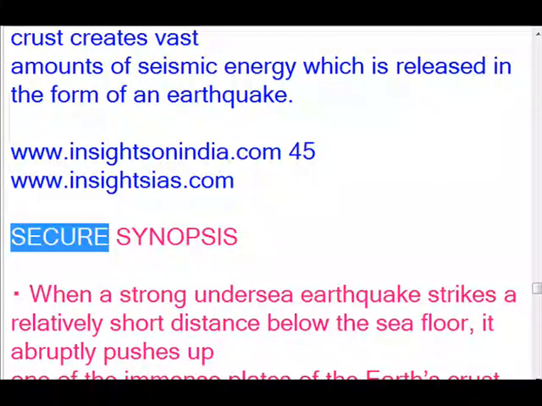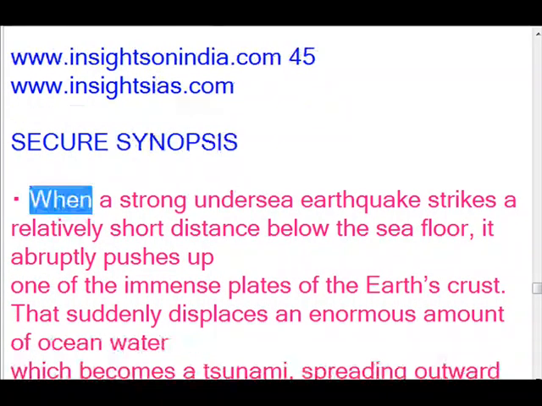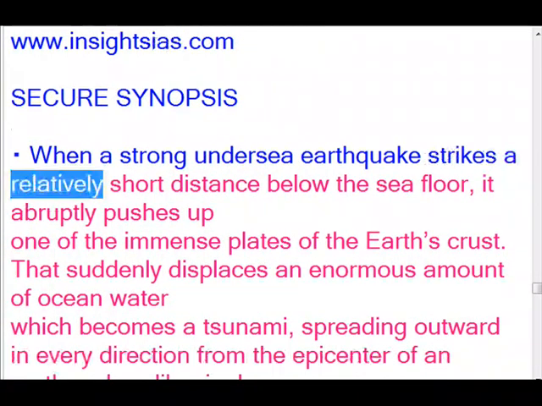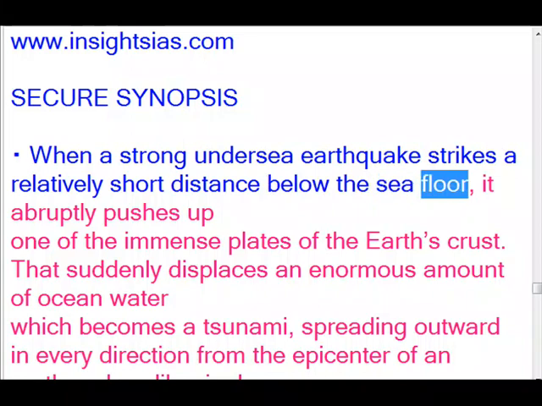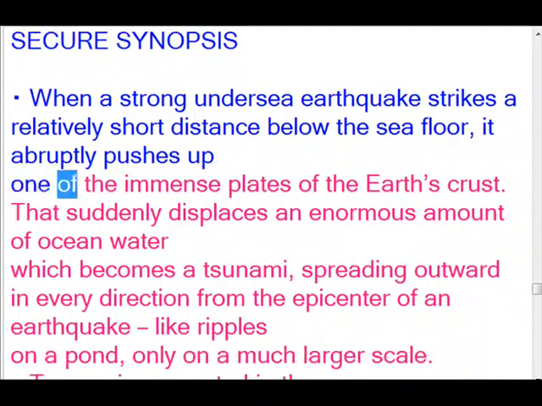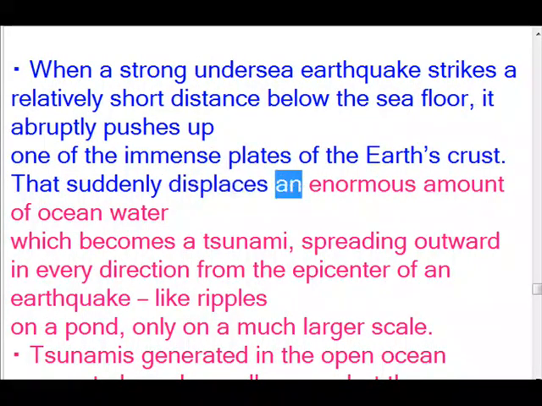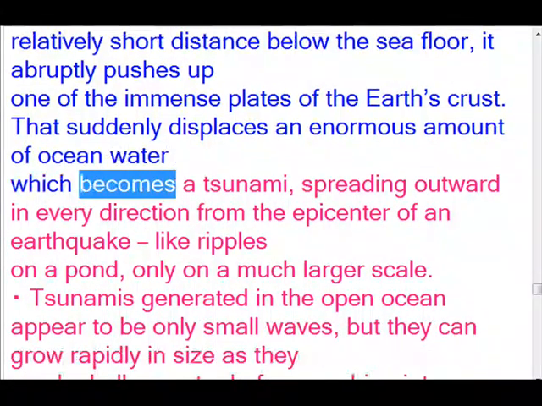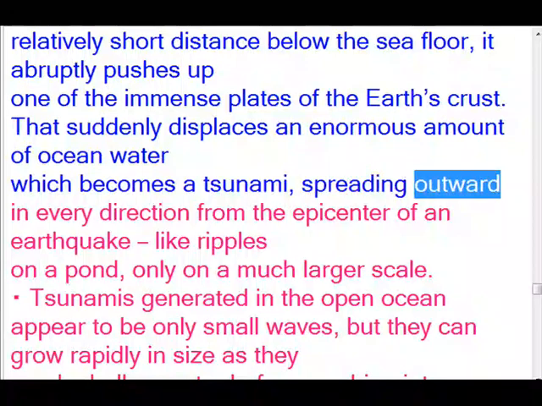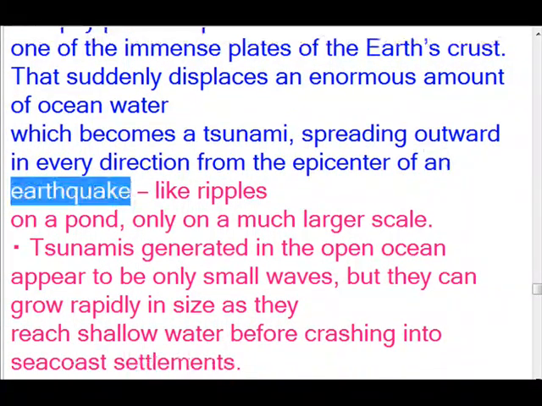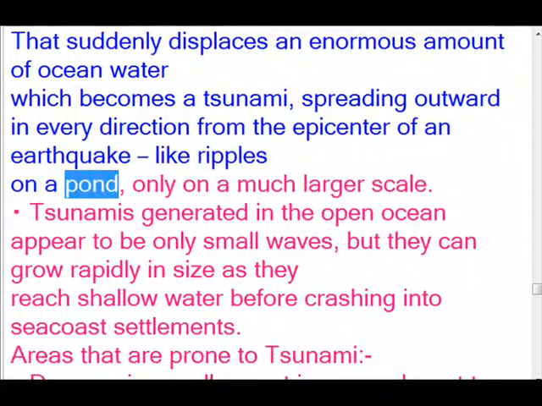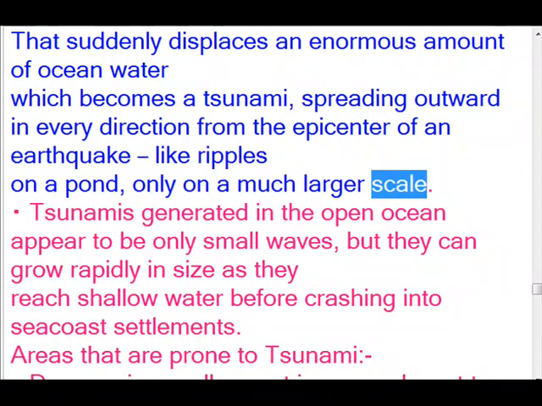When a strong undersea earthquake strikes a relatively short distance below the seafloor, it abruptly pushes up one of the immense plates of the Earth's crust. That suddenly displaces an enormous amount of ocean water which becomes a tsunami, spreading outward in every direction from the epicenter of an earthquake, like ripples on a pond, only on a much larger scale.